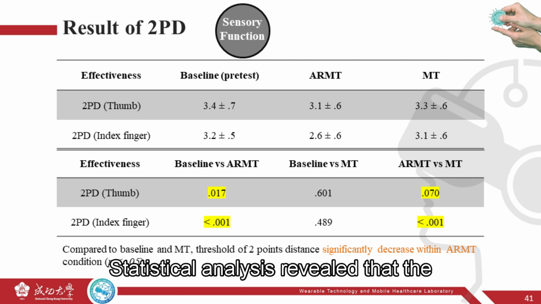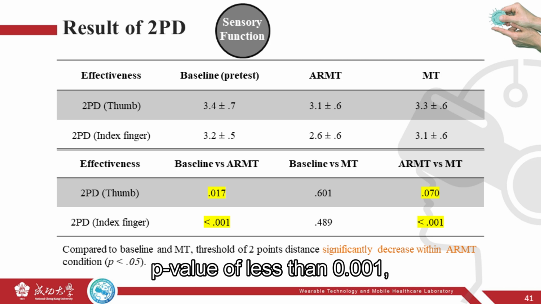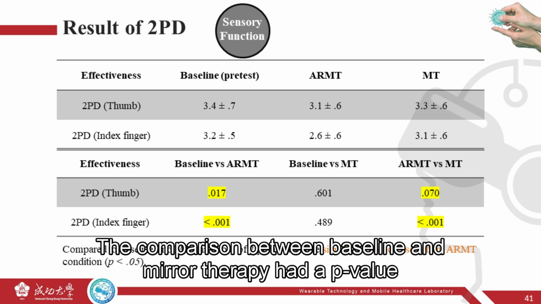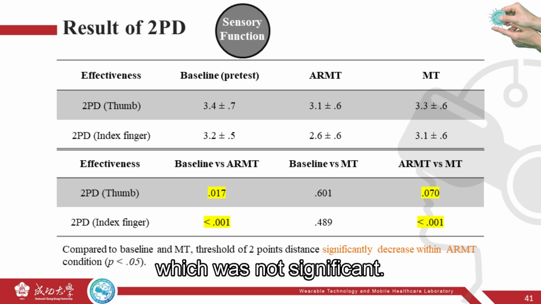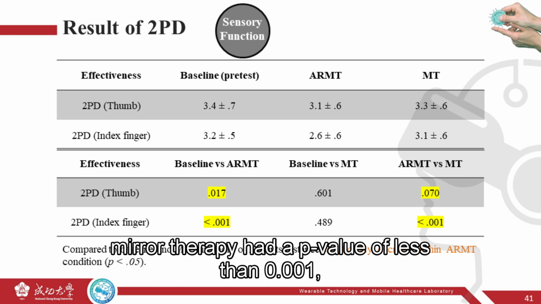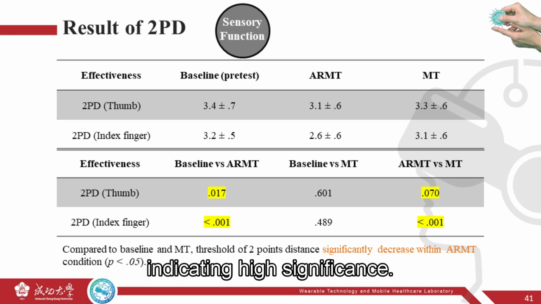Statistical analysis revealed that the comparison between baseline and assisted repetitive movement therapy had a p-value of less than 0.001, indicating high significance. The comparison between baseline and mirror therapy had a p-value of 0.489, which was not significant. The comparison between assisted repetitive movement therapy and mirror therapy had a p-value of less than 0.001, indicating high significance.